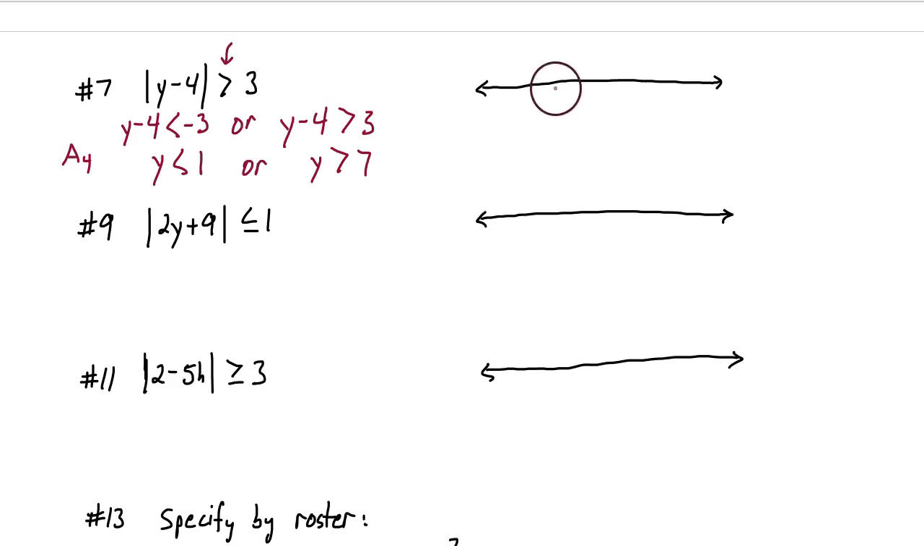Now we can graph them. Here's 1, and it gets an open dot and shade less than 1 to the left.